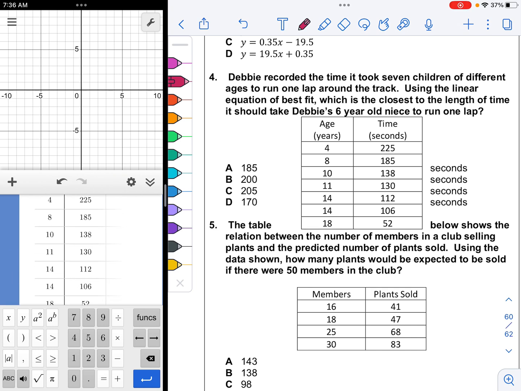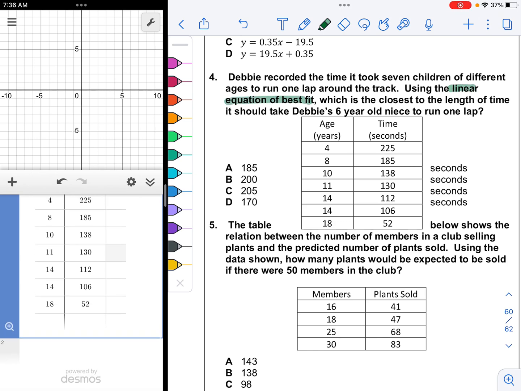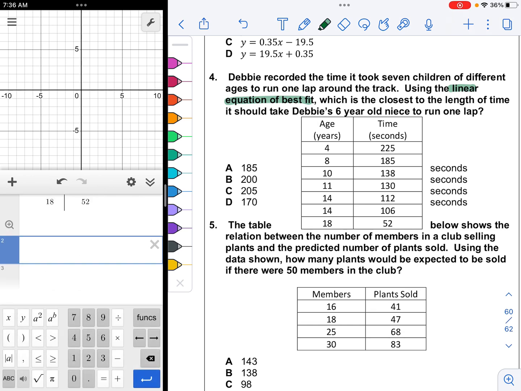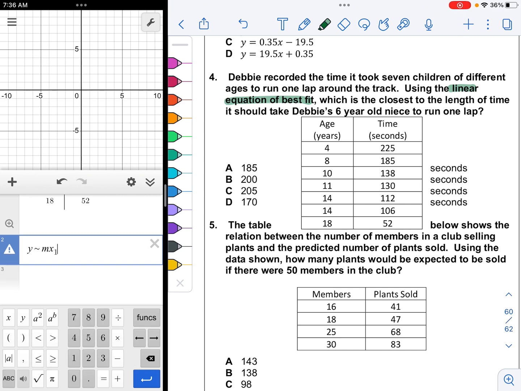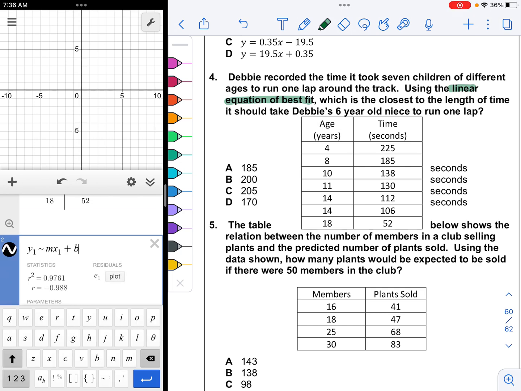All right, so we've got that line of best fit. It says using a linear equation of best fit. That means, again, that line of best fit. So we're going to use that y1 tilde mx1 plus b. I forgot the 1 on the y there, so we'll go back and add it. Ta-da, there it is.